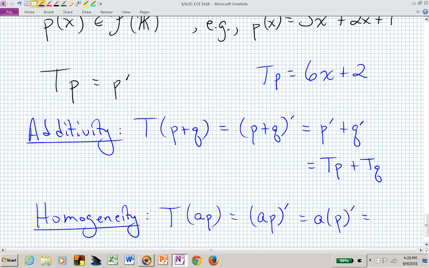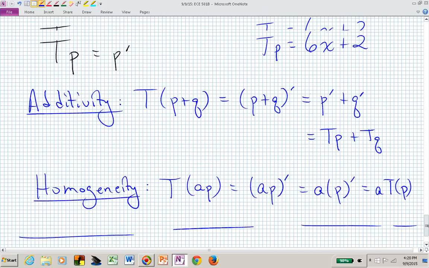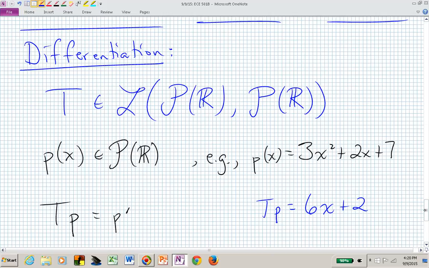It's TP. So this now becomes A T of P, and that's what we needed: T of AP to equal A of TP for homogeneity, and we do. So the differentiation operator or differentiation map is a linear map, where in this case we were going from the set of all polynomials with real coefficients into that same set or vector space.